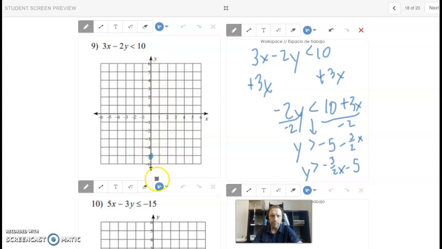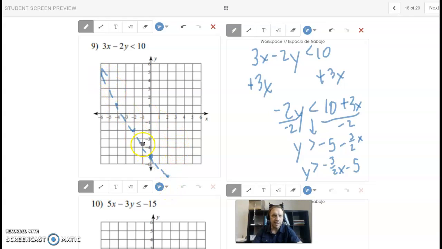Start at our y-intercept of negative 5. We're going to go down 3, 1, 2, 3 over 2. So it's about here. I can go backwards though, right? Up 3, 1, 2, 3, left 2. I'm going to do that one more time. Up 3, 1, 2, 3, left 2. And we have a dotted line that goes through that point.